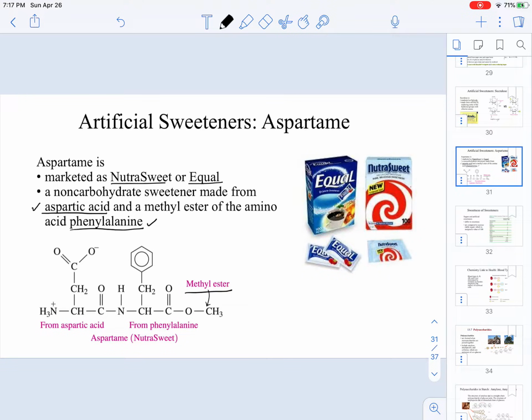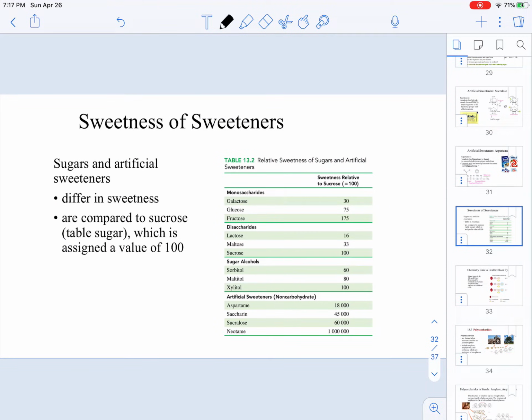Now, one of the things is that when it comes to sweetness levels, understand that these artificial sweeteners are going to be, when compared to table sugar, very sweet. So they were intended to be consumed in very small portions, but right now people actually use them in excessive amounts. Let me show you in table 13.2 in your textbook.